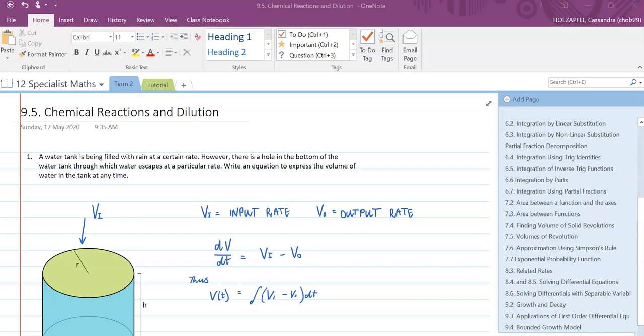Today we're going to be looking at chemical reactions and dilutions, but what we're really going to be looking at is using differential equations to examine input versus output functions. So, a really simple example here to start.